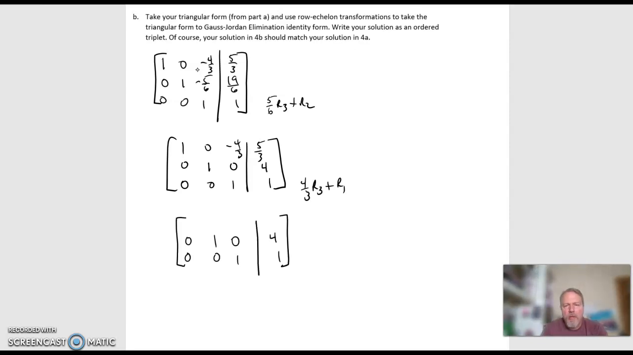So I jumped ahead a little bit. I'm going to do 4/3 times row 3 plus row 1. Row 2 and 3 don't change. 4/3 times 0, 0 plus 1 is still 1. 4/3 times 0, 0 plus 0 is 0. 4/3 times 1 is 4/3 plus -4/3 is 0. 4/3 times 1 is 4/3 plus 5/3 is 9/3, which is 3. Same answer.